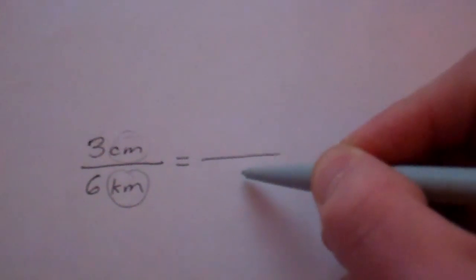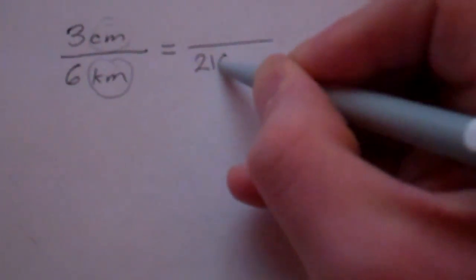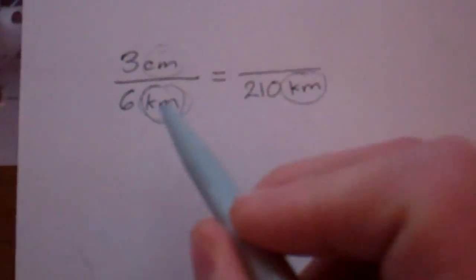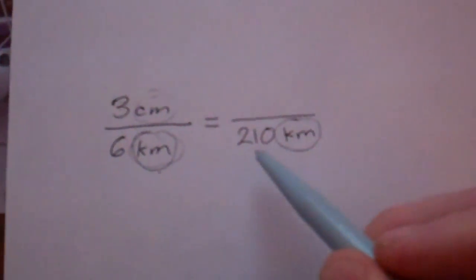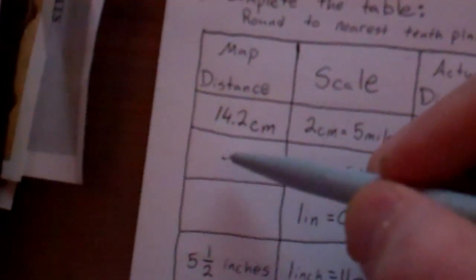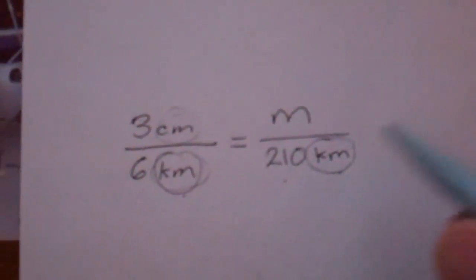210 kilometers, we have to figure out if that goes on the top or the bottom. Well, I circled my kilometers right here because I know that if I have 210 kilometers, I have to put 210 kilometers on the bottom. The units have to match up on the bottom and the top. So on the bottom I have 6 kilometers, I have 210 kilometers. It matches up, so I'm good to go. The only thing I don't know is the map distance. The map distance is in centimeters, so it's going to be some variable m.